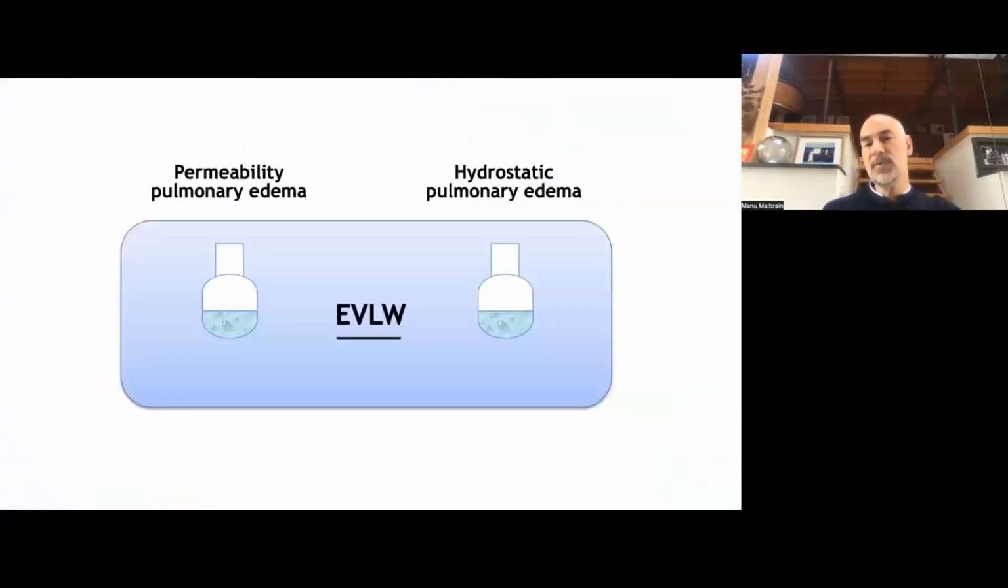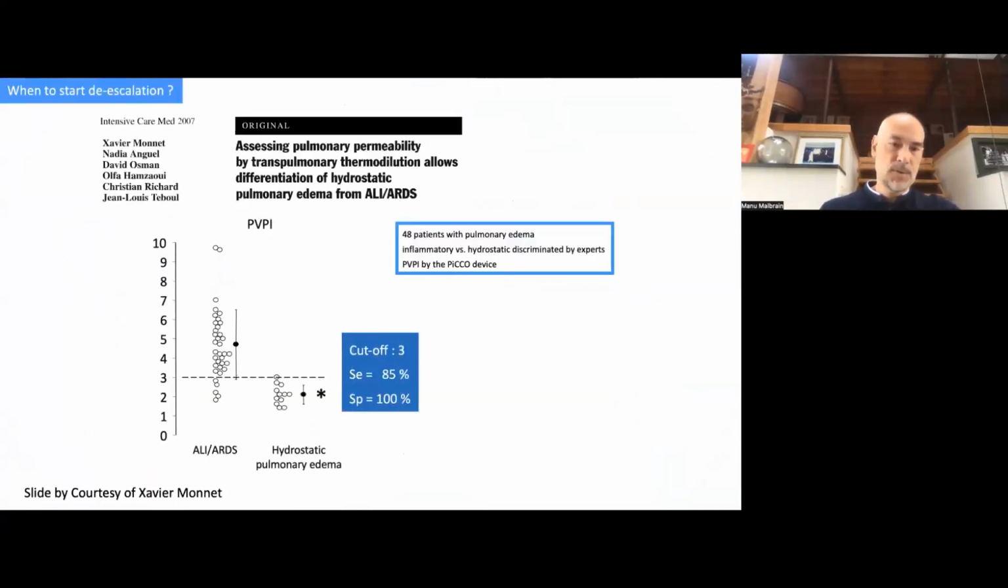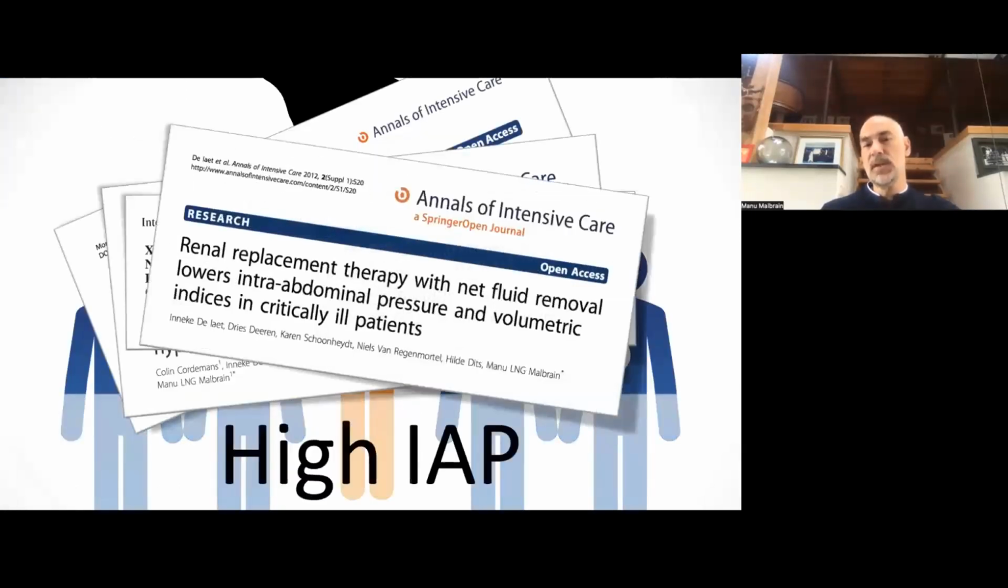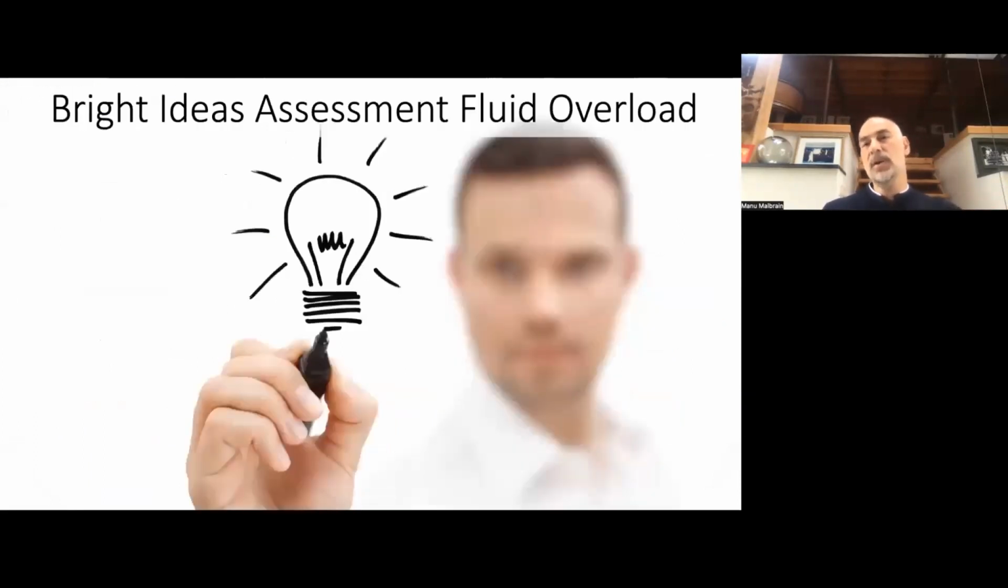What about PVPI, pulmonary vascular permeability index? If you have hyperpermeability edema, on the left, it's the ratio between lung water and pulmonary blood volume, PVPI will be much higher in permeability edema and sepsis compared to cardiac edema. And again, Monnet and co-workers were able to separate ARDS from cardiogenic edema with a cutoff of 3. So that might be interesting as well. And abdominal pressure, if it's increased, you can decrease it by removing excess fluid. So a high abdominal pressure, and again, the trend over time may be an important parameter.